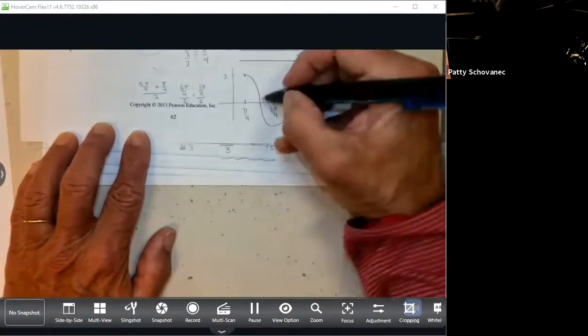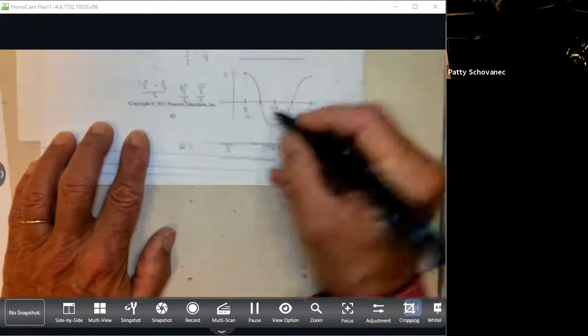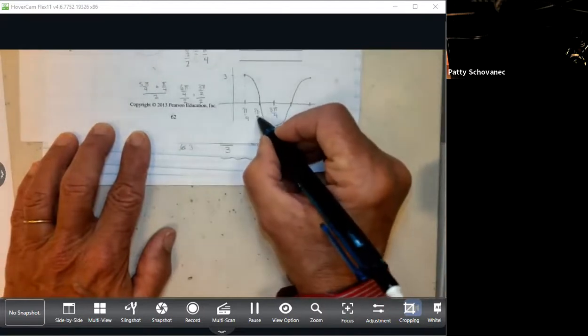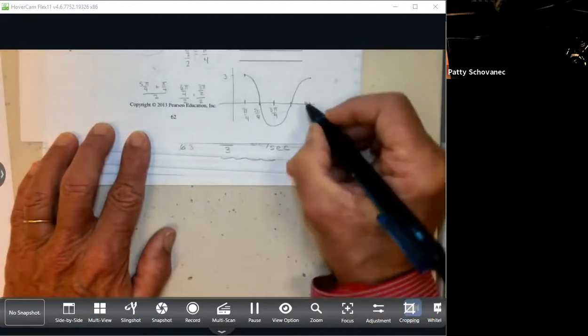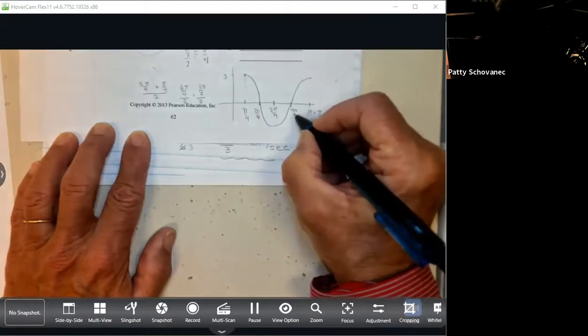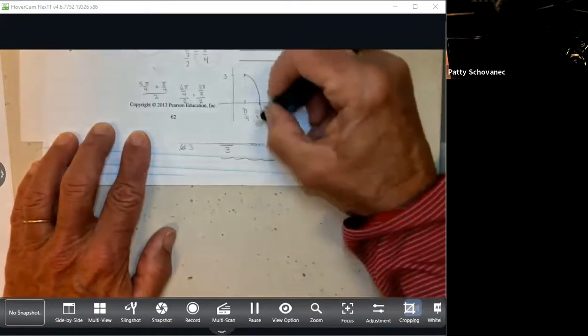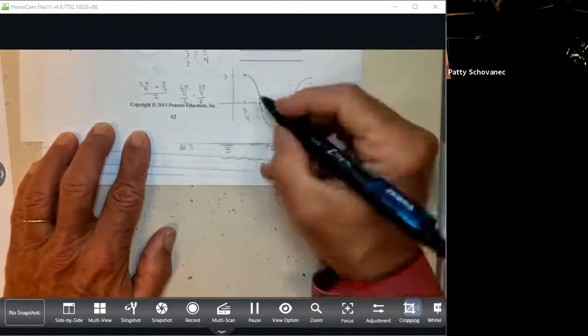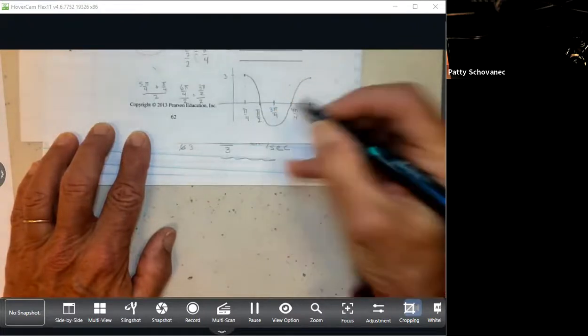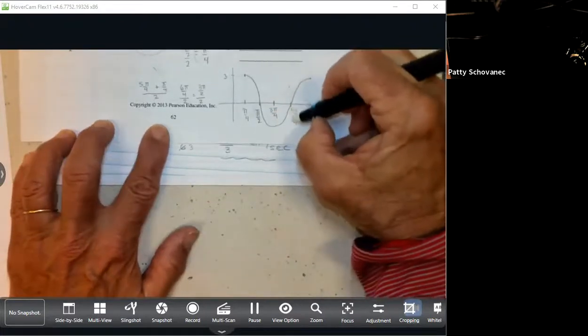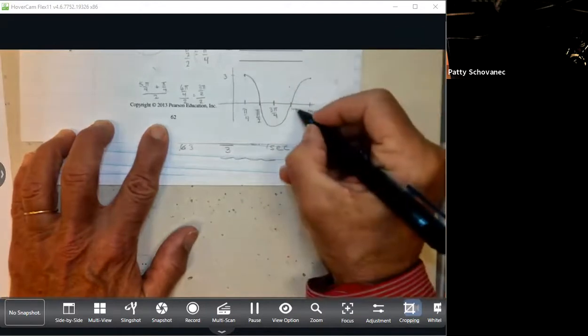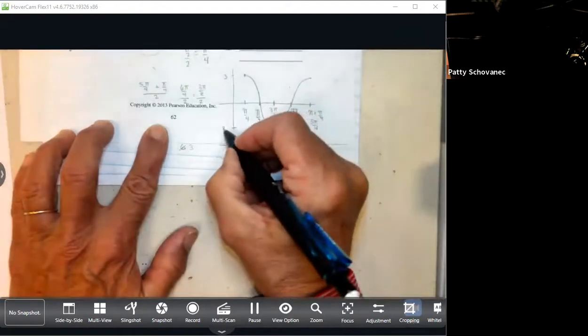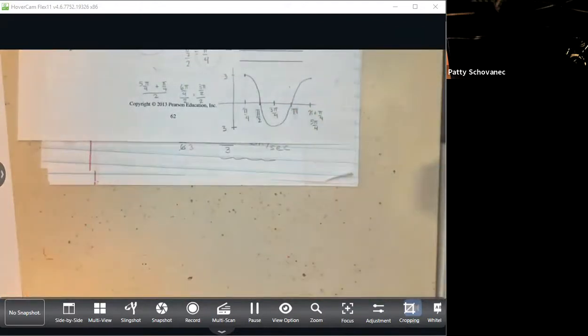So these look like halfway in between there. So this would be 2 pi over 4, 3 pi over 4, and this would be 4 pi over 4. 2 pi over 4 simplifies to pi halves. And 4 pi over 4 simplifies to pi. And then the amplitude is 3. Okay? All right. Show me all that stuff next time.